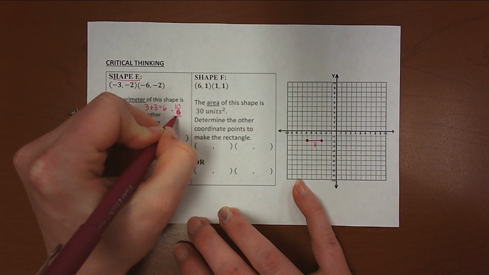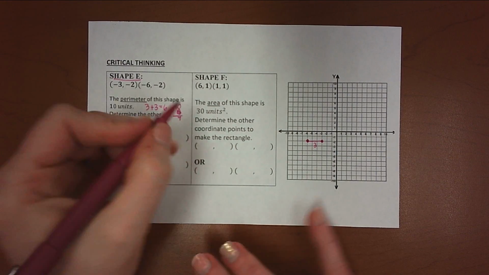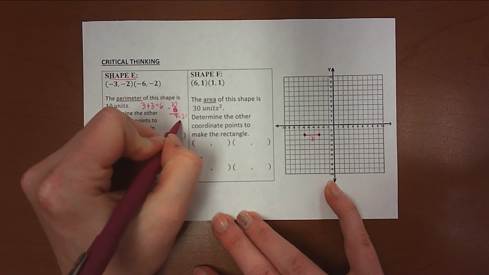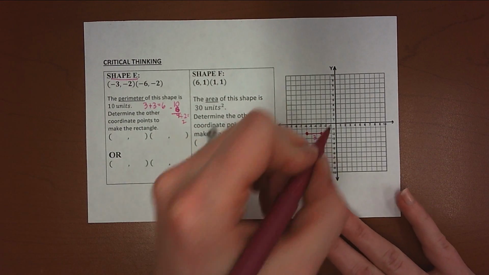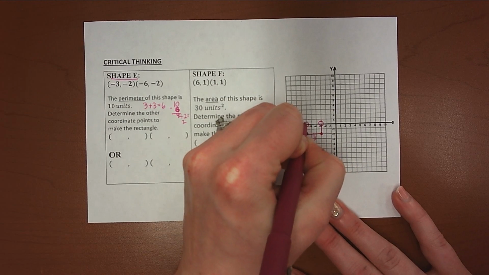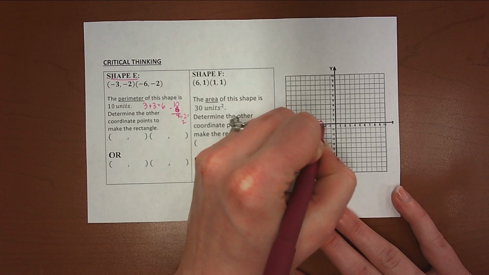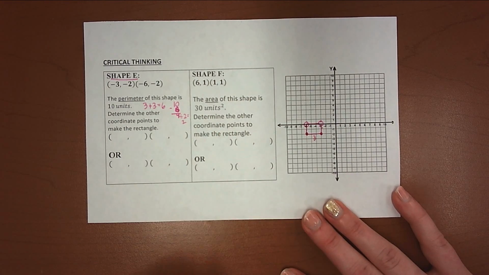Oops, I'm getting ahead of myself. 10 minus 6 leaves us with 4 left over. And we have to divide that into 2 sides, so each side is going to be 2. And so what I know then is I can make a side length of 2, side length of 2, and I can put points here and here. And I have 3 plus 2 is 5, plus 3 is 8, plus 2 is 10, perimeter of 10.